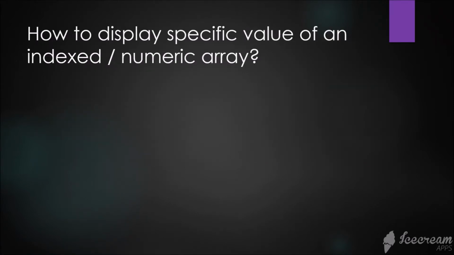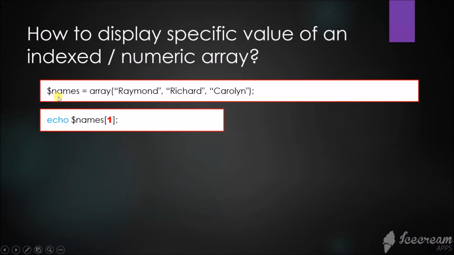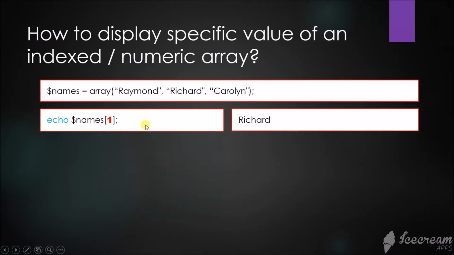Okay, so how do we display a specific value of an index or numeric array? We have here a sample of our array. To display a specific value, we need to know the index of that particular item. Since the index starts at 0, so 0, 1, 2, if we intend to display Richard, of course, this is what we do: echo, the variable, square bracket, then its index. Then it will display Richard.